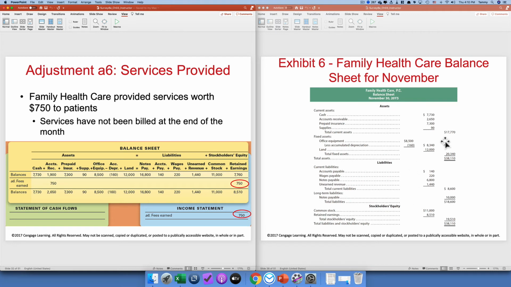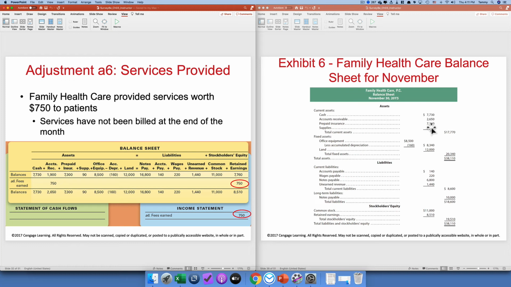So we have current assets of $17,700, which consist of cash. And you see how it connects over here to our ending balance after all these transactions? Cash of $77.30, accounts receivable of $26.50. You see? Prepaid insurance of $7,300. It all just comes right off the bottom of these transaction records that we've been doing. Supplies of $90. These are our current assets.